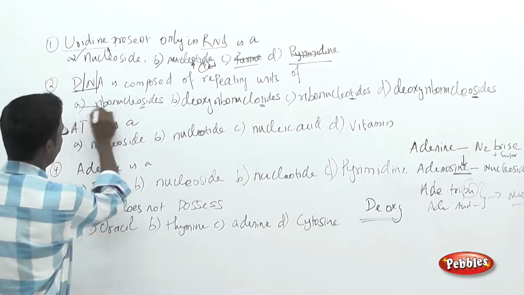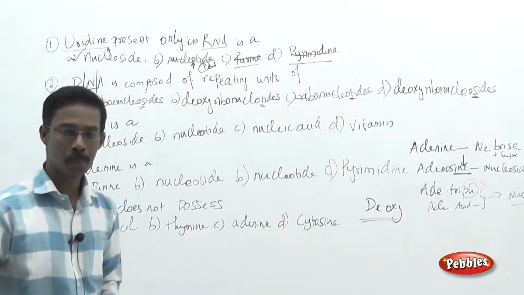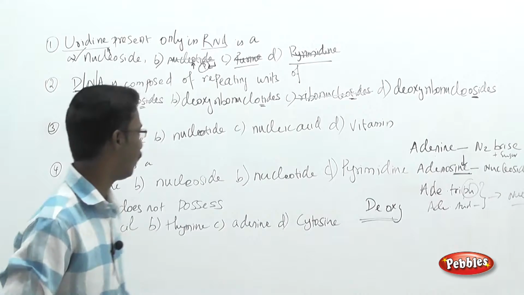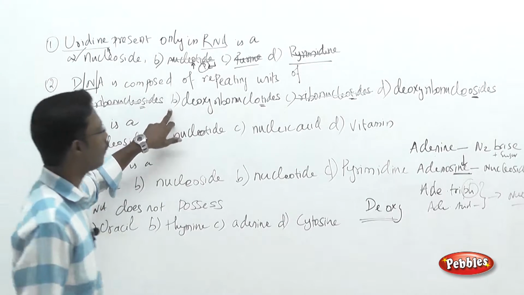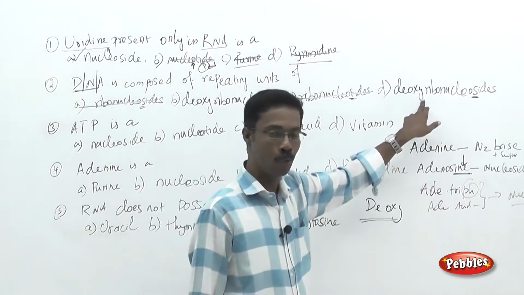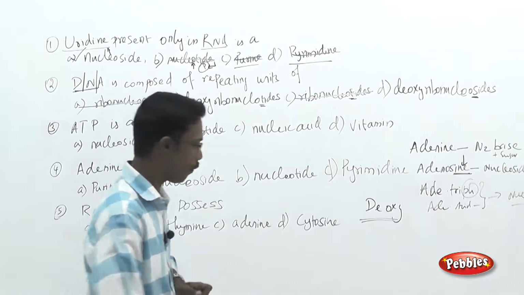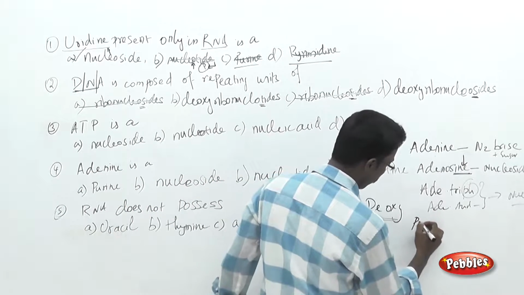We can easily eliminate the ribonucleotides. Ribonucleotides and ribonucleosides are present only in RNA, not in the DNA. So the choices remaining for you are deoxyribonucleotides and deoxyribonucleosides. So I told you, DNA is a polymer. We all know DNA is a polymer.